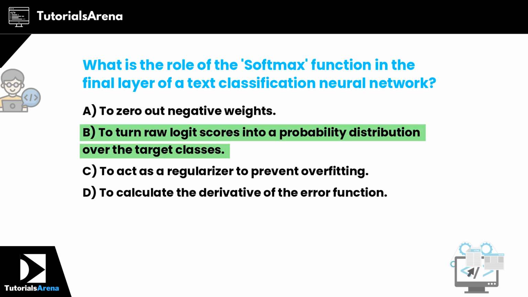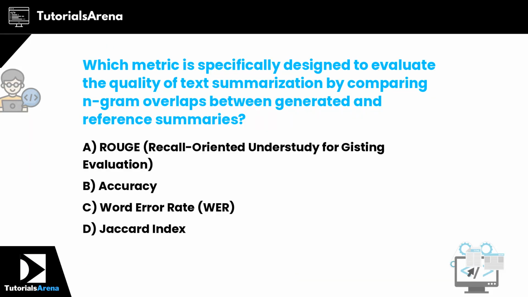The correct answer is option B. To turn raw logit scores into a probability distribution over the target classes. Which metric is specifically designed to evaluate the quality of text summarization by comparing n-gram overlaps between generated and reference summaries?